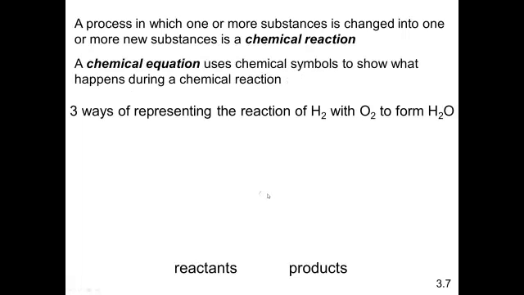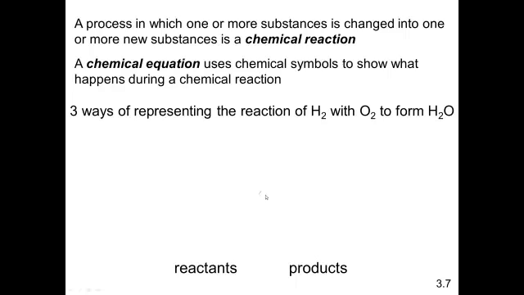Today we are looking at balancing equations. So we'll start off with equations. A process in which one or more substances is changed into one or more new substances is known as a chemical reaction. And a chemical equation uses chemical symbols to show what happens during a chemical reaction.